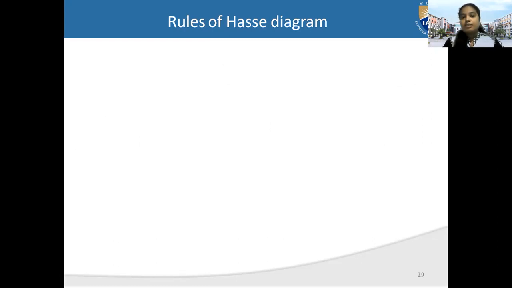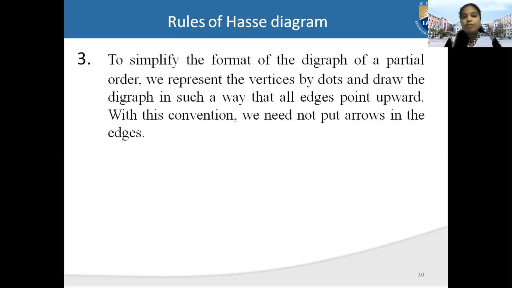What is the third rule? To simplify the format of the diagram of a partial order, we represent the vertices by dots. Here you need not draw node types. You put a dot for each and every element present in the set, and draw the diagram in such a way that all edges point in the upward direction, not downward. You have to remember these three rules for the convention. We need not put arrows on the diagram.